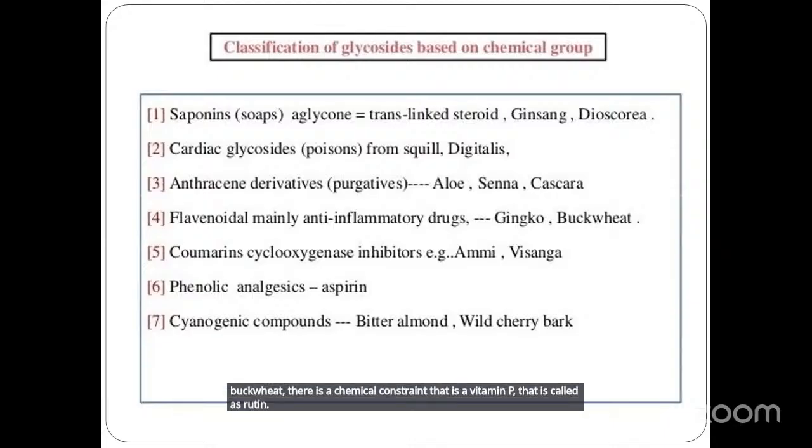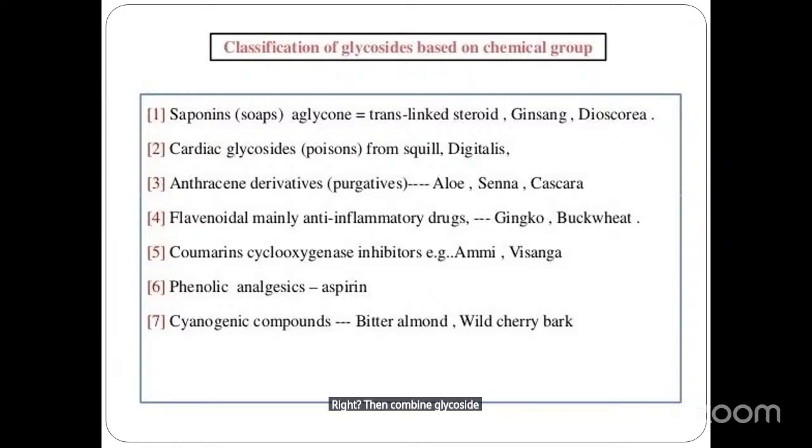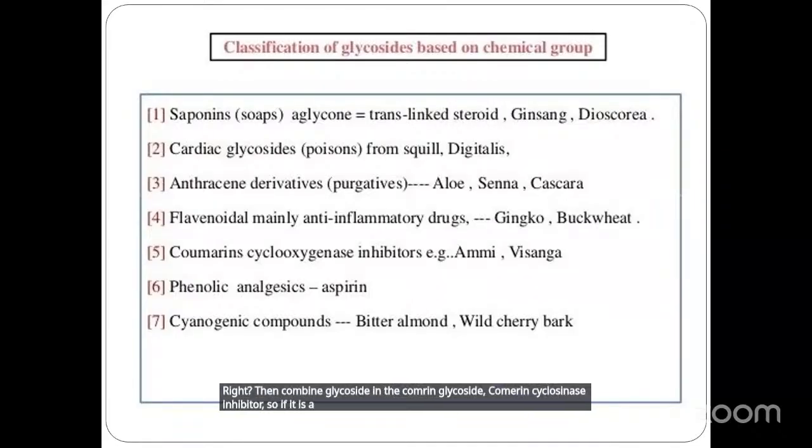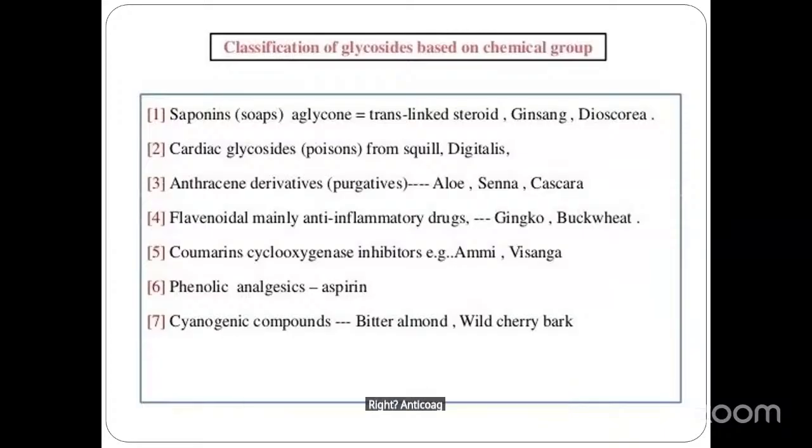Then coumarin glycoside. In the coumarin glycoside, coumarin is a cyclooxygenase inhibitor. So if it is a cyclooxygenase inhibitor, it has an anti-inflammatory activity. You can say that coumarin has an anticoagulant activity. In that, ammivisnagin, chelosides: these are the drugs that come particularly under the coumarins.